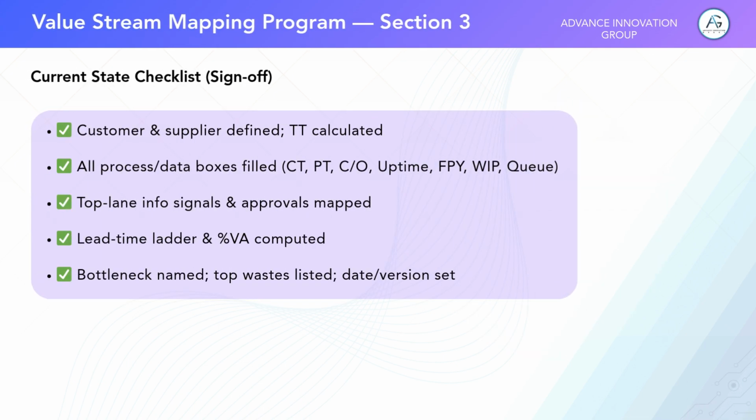This is your final checklist for the current state map before sign-off. Ensure the customer and supplier are defined and takt time is calculated. All process data boxes must be filled. Include cycle time, changeover, uptime, FPY, VIP, and queue. Verify that information flows and approvals are mapped. The lead time ladder and percent value added must be computed. Finally, identify the bottleneck, list the top wastes, and mark the date and version on your map. Only after this can you move forward to the future state design.